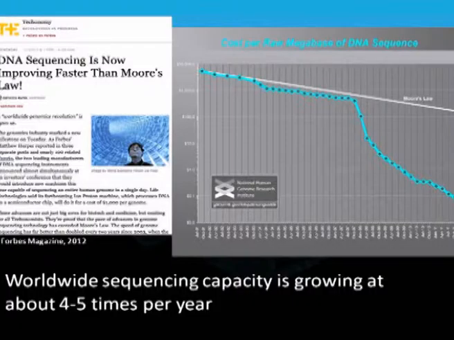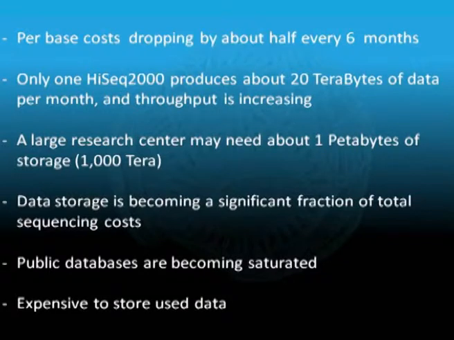If we have Moore's law here for the decrease in cost per computation, and we compare it to the decrease in cost per sequenced megabase, there's a large difference. The worldwide capacity is estimated to be growing at about 4 or 5 times per year. This is pretty high. Here I'm showing a few other relevant facts to keep in mind. The base per base costs are dropping by about half every 6 months.